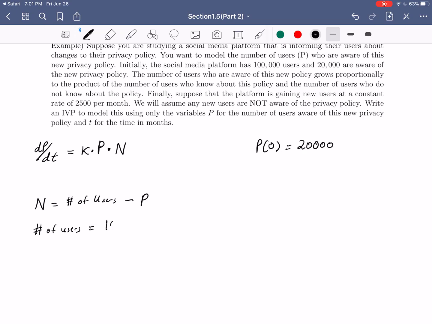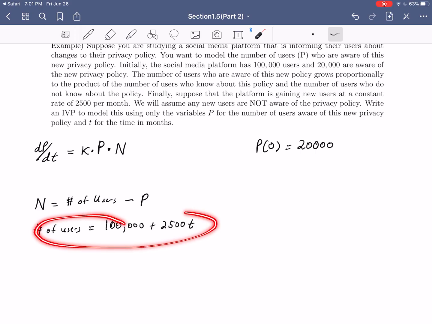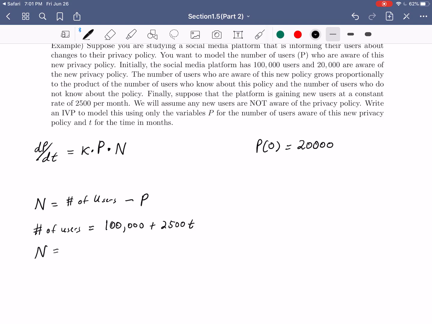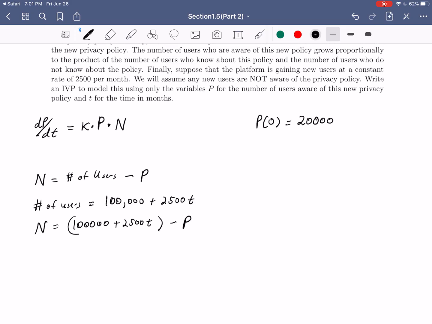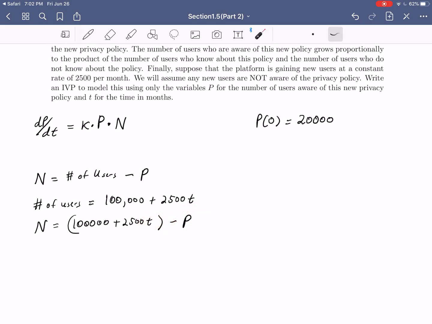The number of users is 100,000 plus that 2,500 T. In other words, the number of users at T equals 0 would be 100,000. Then it would be 102,500, then it would be 105,000, so on and so forth. So there's our formula for the number of users. That tells us that the people who are not aware is actually 100,000 plus 2,500 T minus P. So there we go. Now we can actually phrase this in terms of T and P, the variables we want.